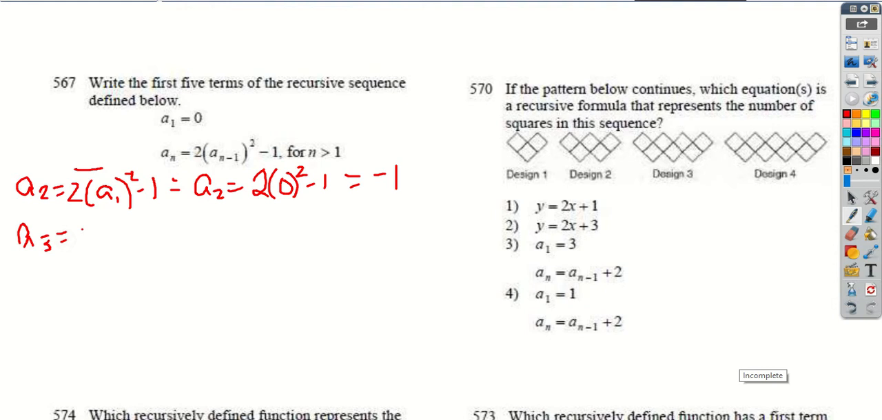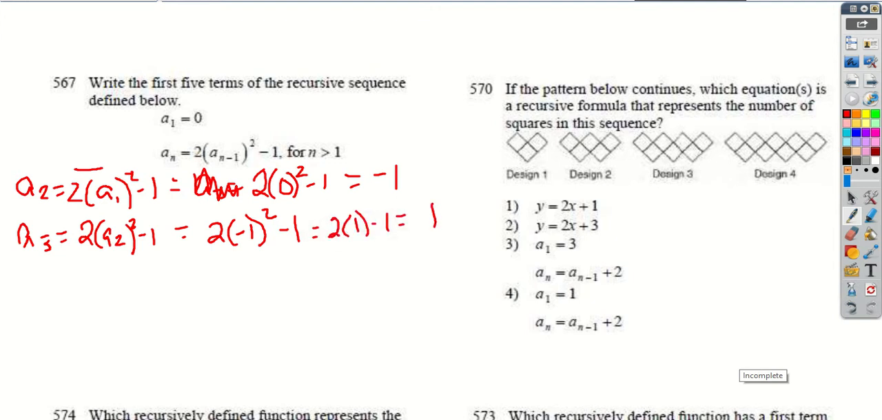A3 equals 2 times A2 squared minus 1. Okay, so this equals, right? I guess we don't need this. Okay, this equals 2 times negative 1 squared minus 1. So negative 1 squared is just 1, so this is really 2 times 1 minus 1, and that's 1.